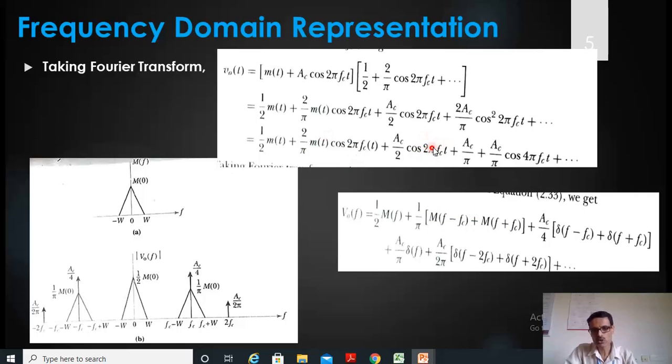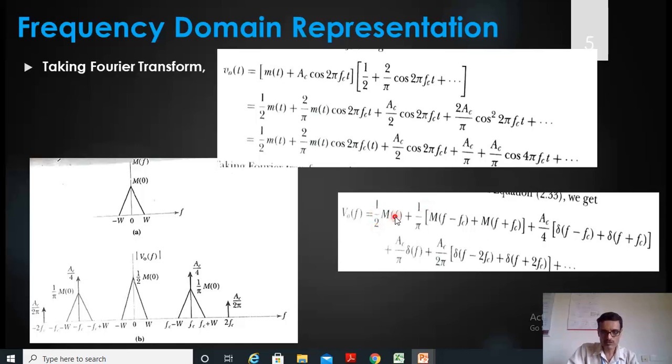Here I have a simple cos function, that means it's a delta function, correct? AC by 2 I have already as the amplitude, here it is AC by 4, delta of f minus fc plus delta of f plus fc. Here I have a DC term, okay? So DC is represented by a delta function in the frequency domain, it is AC by pi into delta of f. What about this? It's the 2fc component, a cos signal, that means it's a delta function at minus 2fc and plus 2fc. So this is AC by 2 pi, delta of f minus 2fc plus delta of f plus 2fc. Now let us draw all these spectrums in the frequency domain.